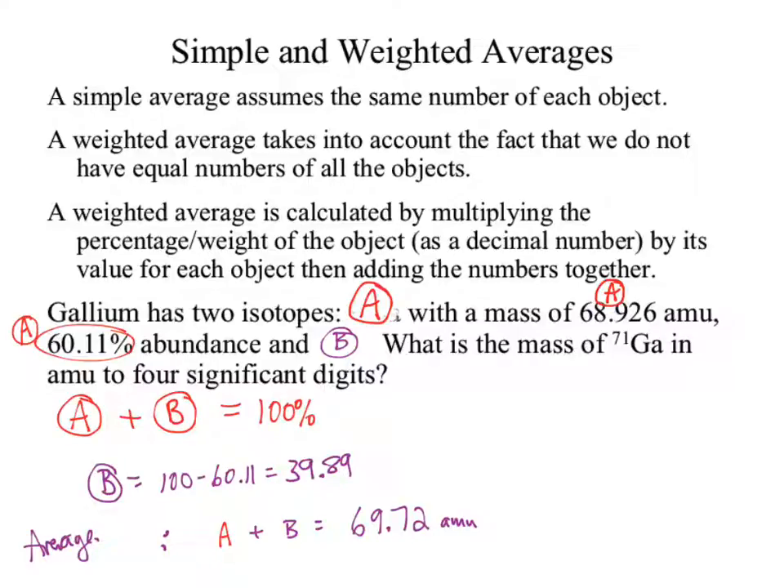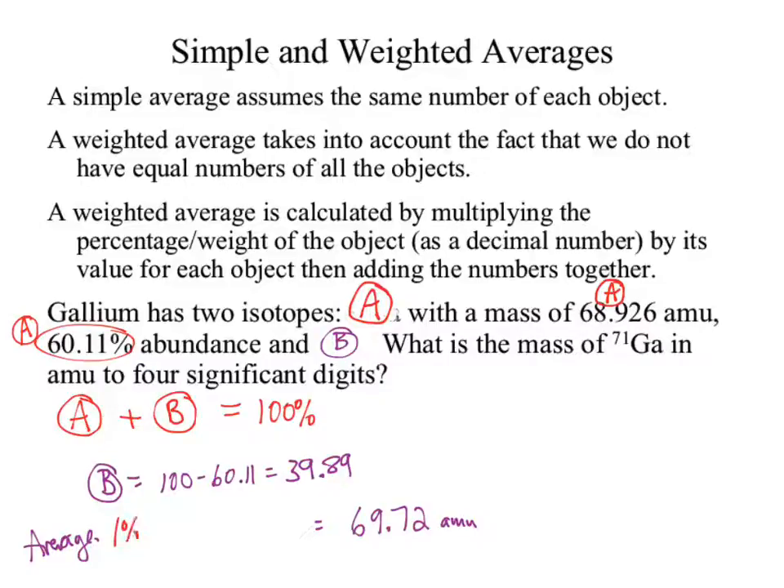Divide by the total number of possible things. Well, we've got 2 in this, so we should divide by 2, right? But by dividing by 2, I am necessarily assuming what? Equal abundance of each of those isotopes. I'm assuming both of those are 50%. Is that true? No. So what do we have to do to adjust this?